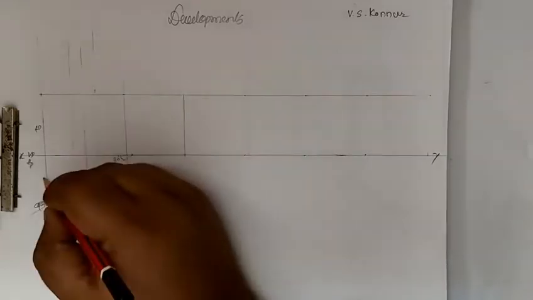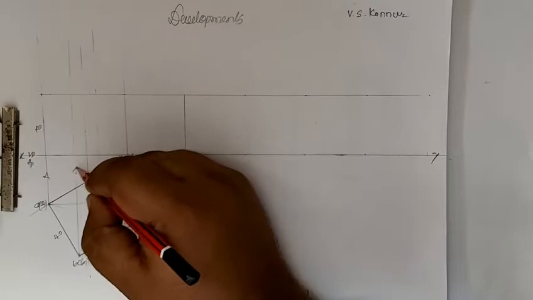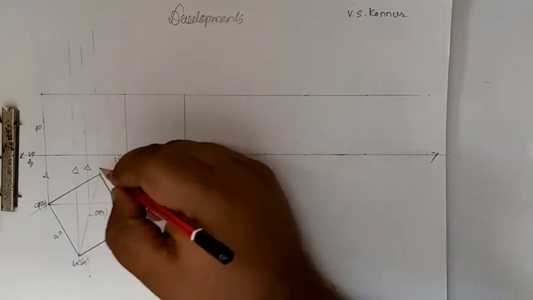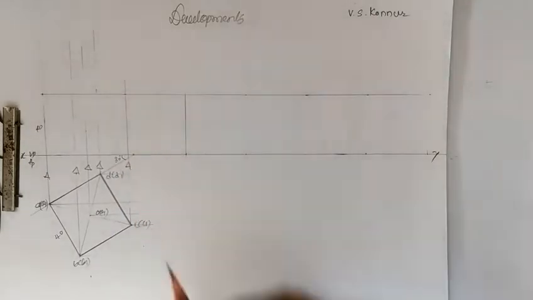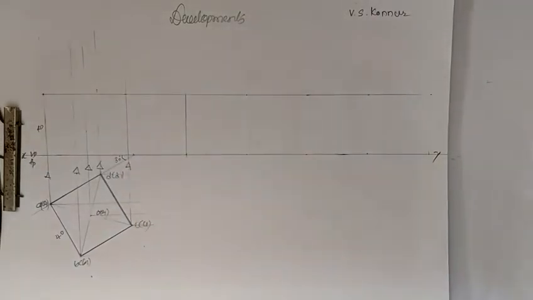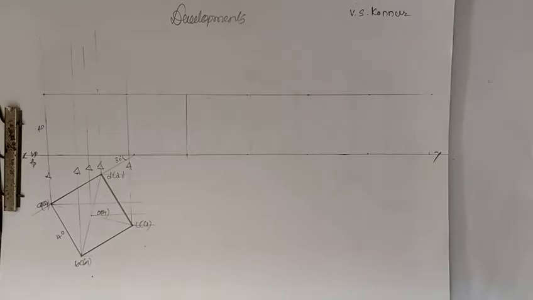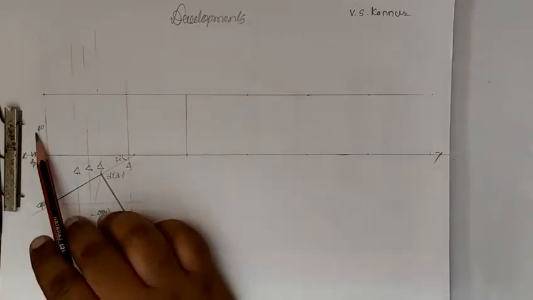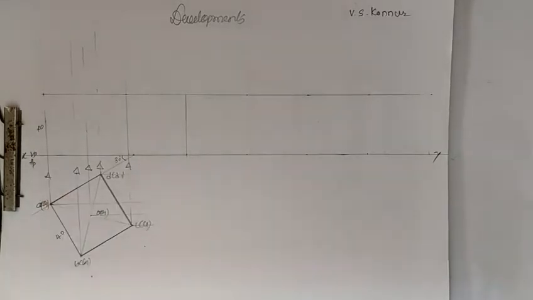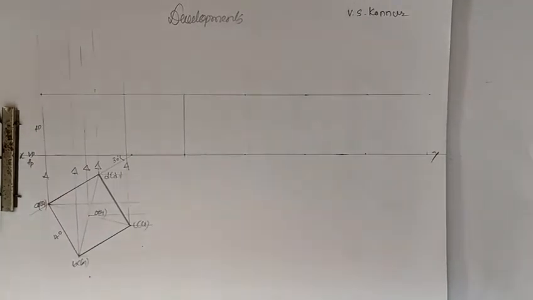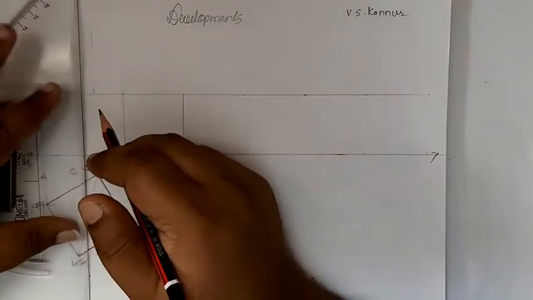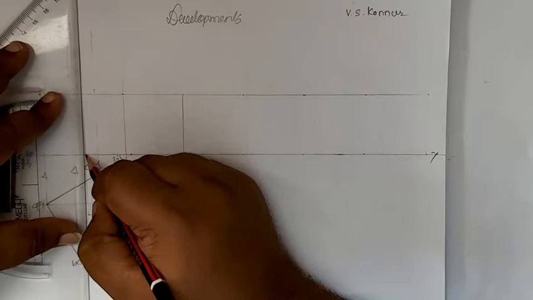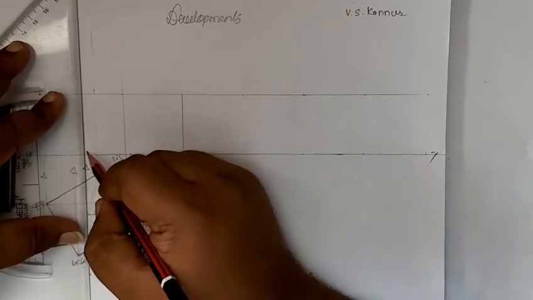And this, a cube always has 6 equal faces. Cube has 6 equal faces, called a hexahedron. Cube has 6 equal faces and height is also 40 millimeter. Right. Now we'll divide the axis. This is our axis. So we'll make this line as the axis line.